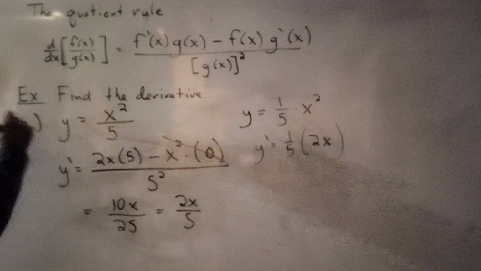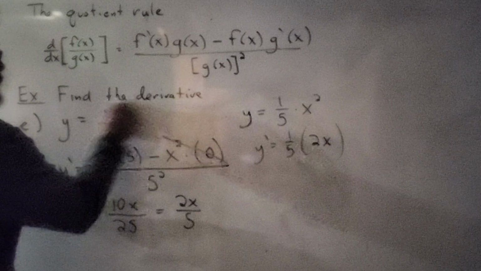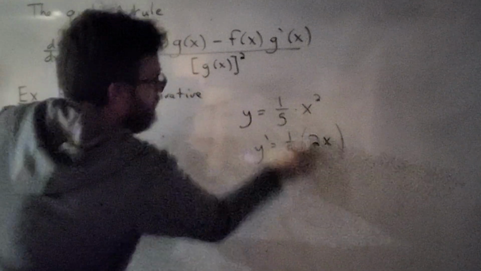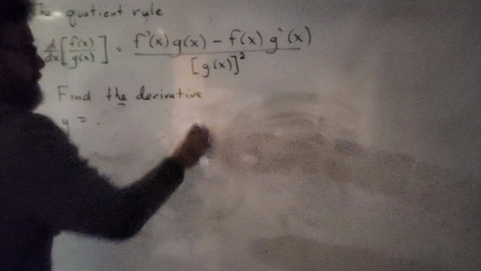All right, the last one I wanted to cover, and I'll just call it E, is going to be one where they're mixed. So I'm going to have to find the derivative, but we're going to see that this is going to be a product rule inside of this quotient rule. And then last, what we'll do is I'll prove this quotient rule to you.